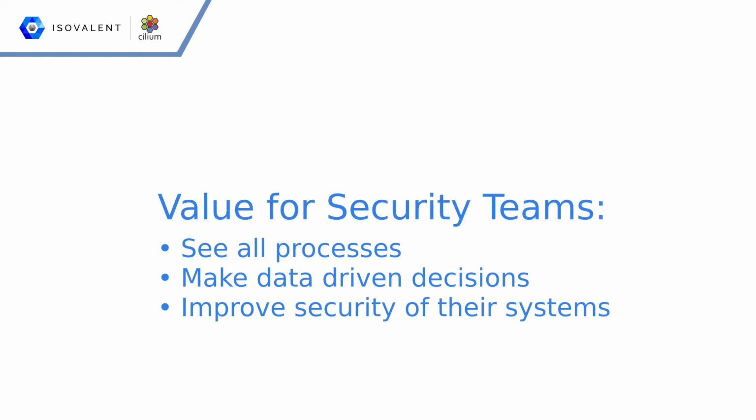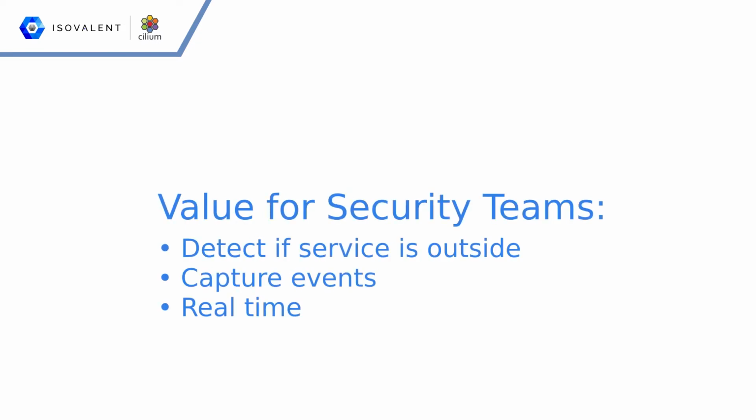So in this way, security teams are able to see all the processes that have been executed in their Kubernetes environment, and they can make continuous data-driven decisions to improve the security posture of their system. Security teams can detect if a service running in their environment is outside of this security posture or not. And they can capture these process-related events in real time, which is really important in case of, for example, detecting a container escape.